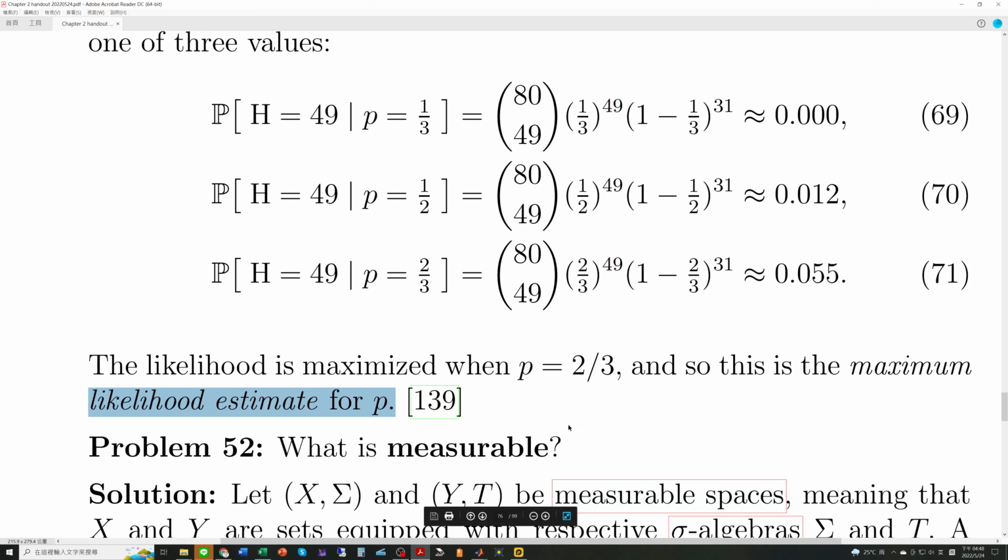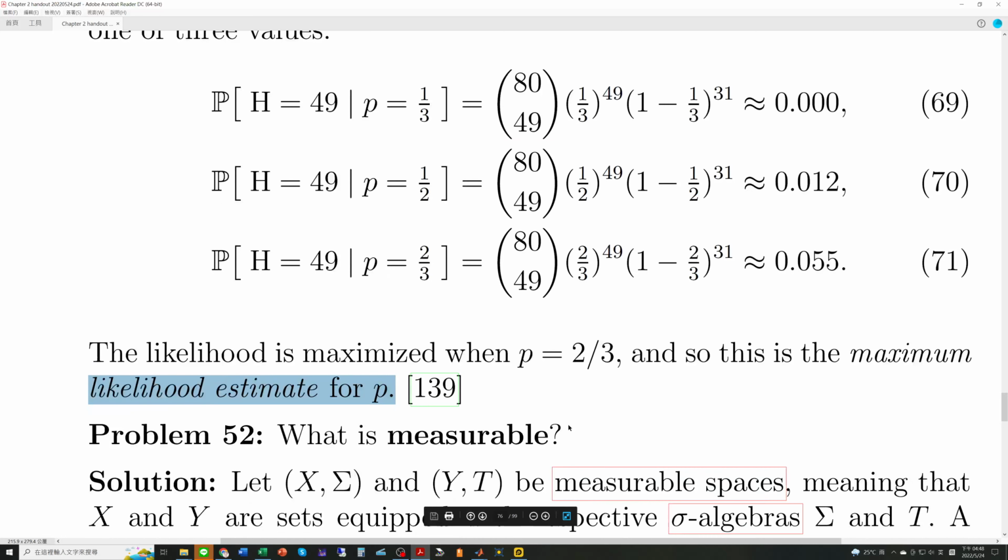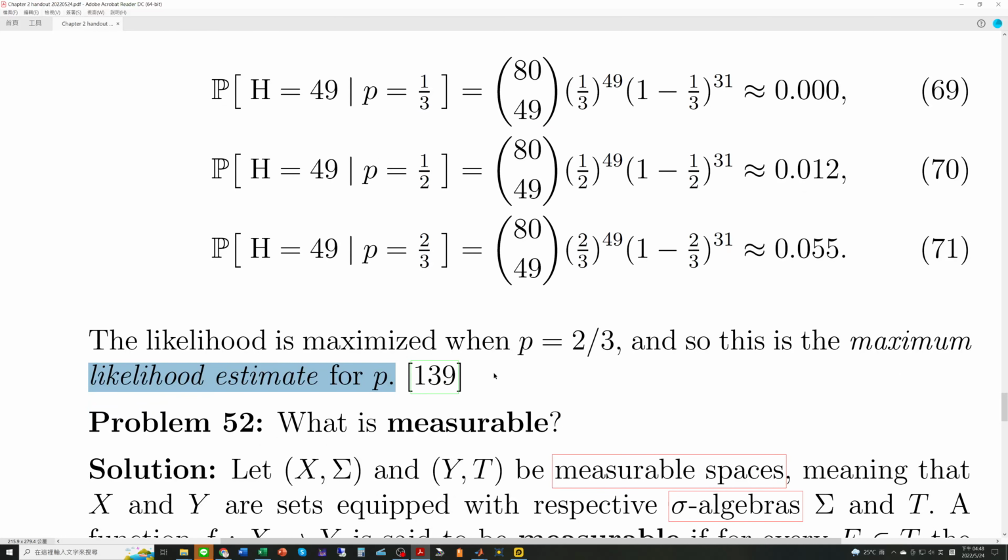Okay, hello everyone. Let us continue the second part of today's class. Let us see the handout. In the first part of today's class, we have finished introducing what is maximum likelihood estimation.